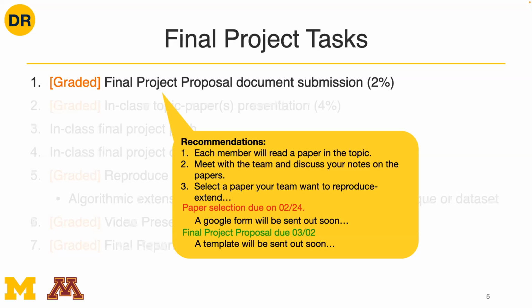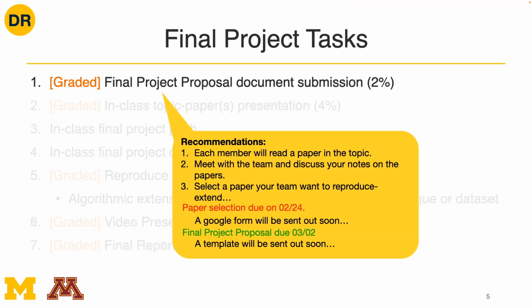So I'm trying to impose these deadlines so that we progress at a regular interval, so that we are not looking at everything at the end. I think this will not be graded, but I would highly recommend having your paper selection done by Friday, unless you have some issues figuring it out. A Google form will be sent out soon for doing that.